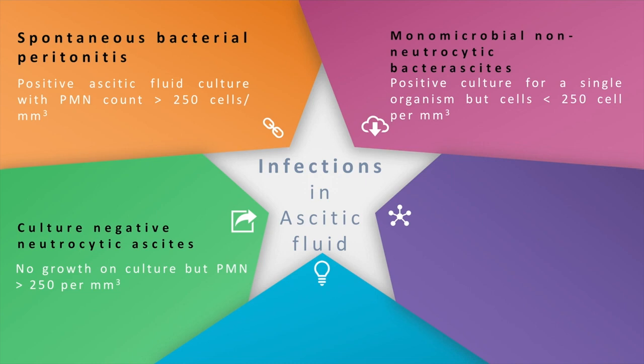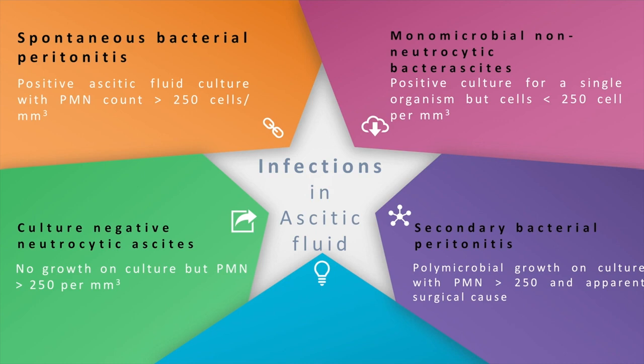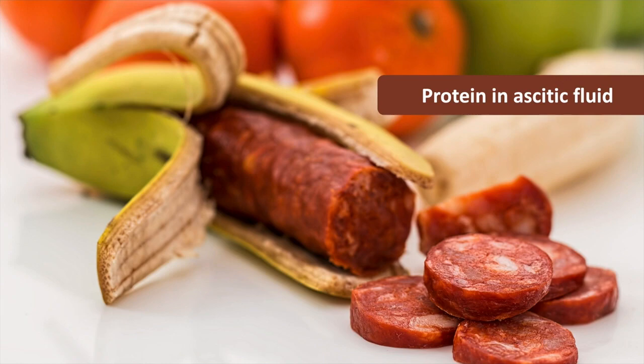If the patient has a positive culture for a single organism but cells are less than 250, such an ascites is called monomicrobial non-neutrocytic bacterascites. In a patient who has a polymicrobial growth along with cell count more than 250 and an apparent surgical cause, such a patient is most likely having secondary bacterial peritonitis. Finally, in a patient with cells less than 250 with a polymicrobial growth, such a patient is said to have polymicrobial bacterascites. Let's discuss the importance of protein in the ascitic fluid.